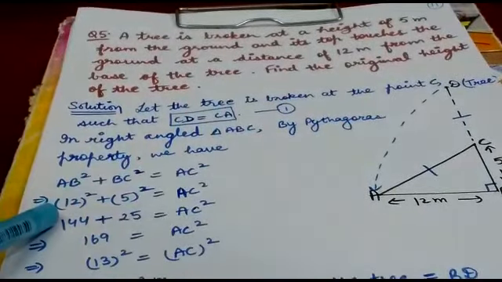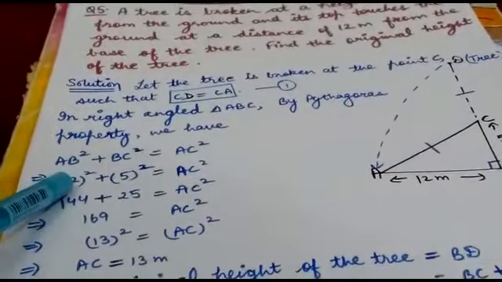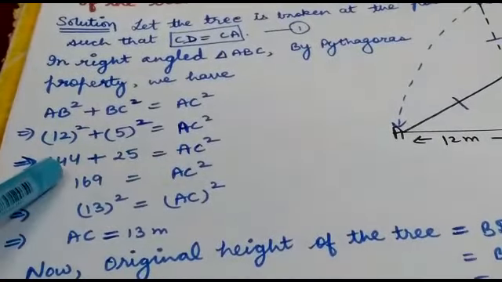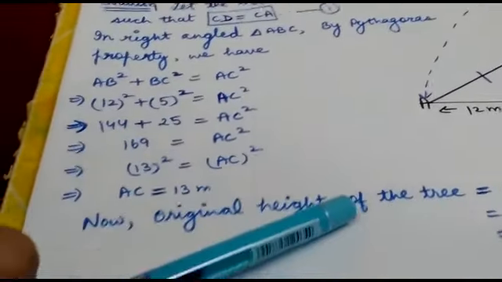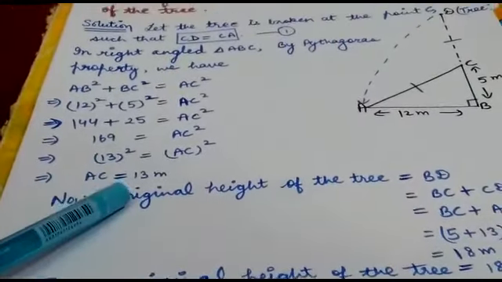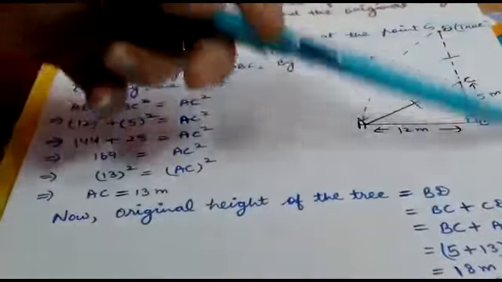Substitute the value of AB as 12. Substitute the value of BC as 5. Now 12 square is 144 and 5 square is 25. Now 144 plus 25 is 169. And you know that 169 is the square of 13. So AC is equal to 13 meter. Now the original height of the tree. This is the original height of the tree.